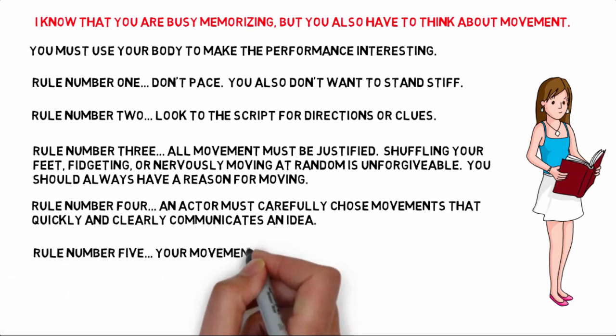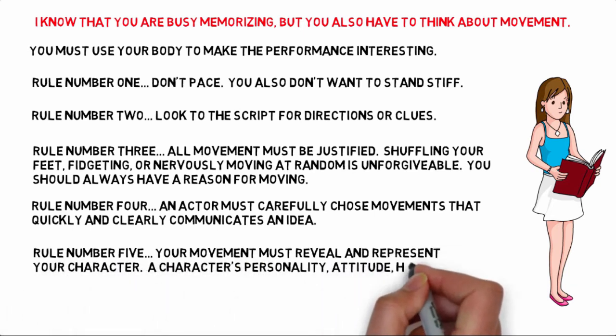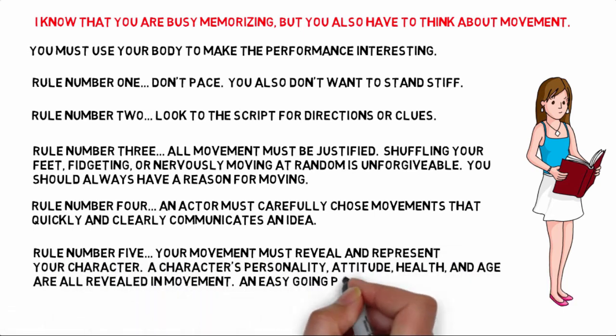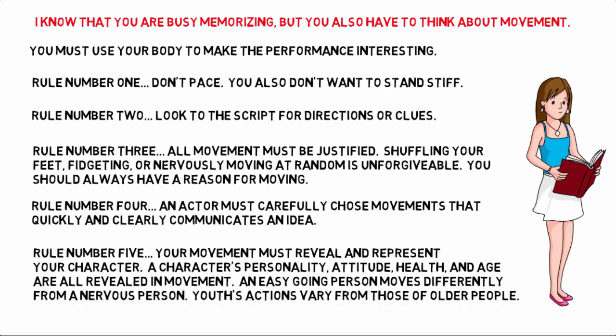Rule number 5, your movement must reveal and represent your character. A character's personality, attitude, health, and age are all revealed in movement. For example, an easygoing person moves differently from a nervous person. Youth's actions vary from those of older people.